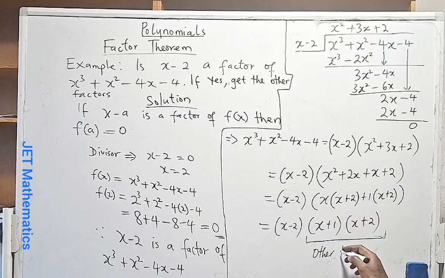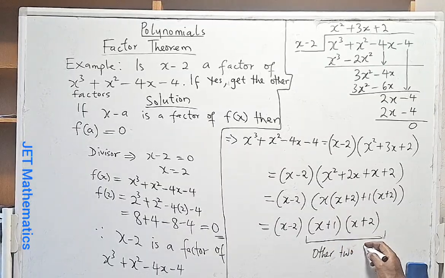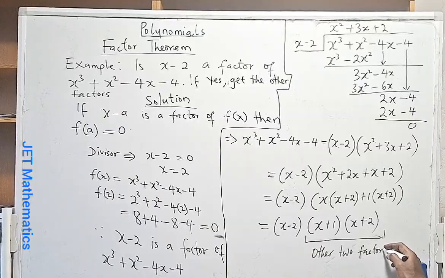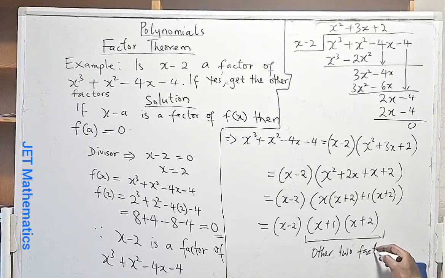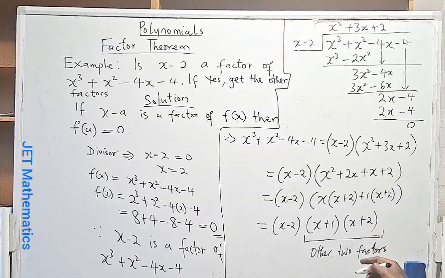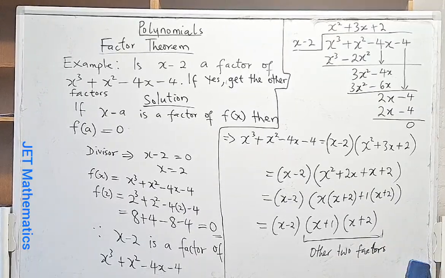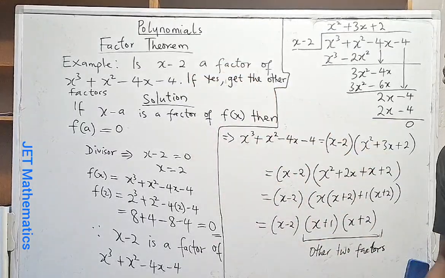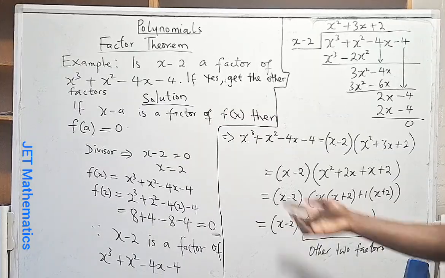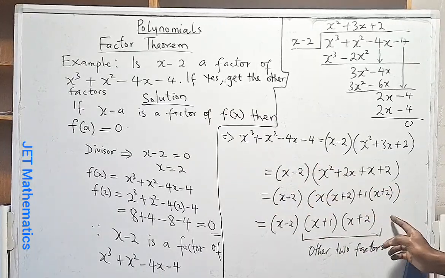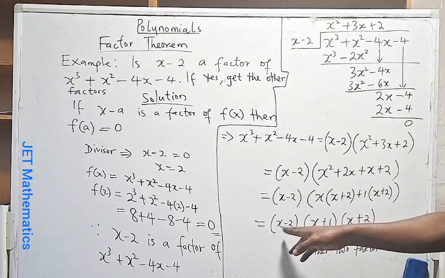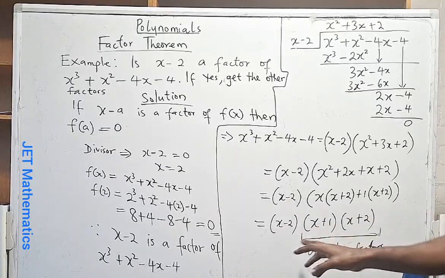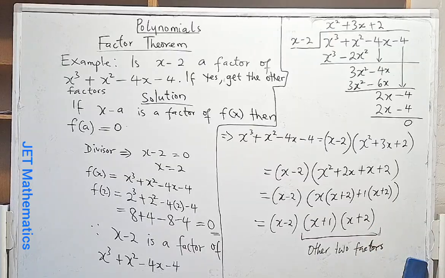So these are the other two factors. And with these factors, we can get the zeros of this polynomial. To get the zeros of this polynomial, just equate this to 0. And then our zeros become 2, minus 1, and minus 2.